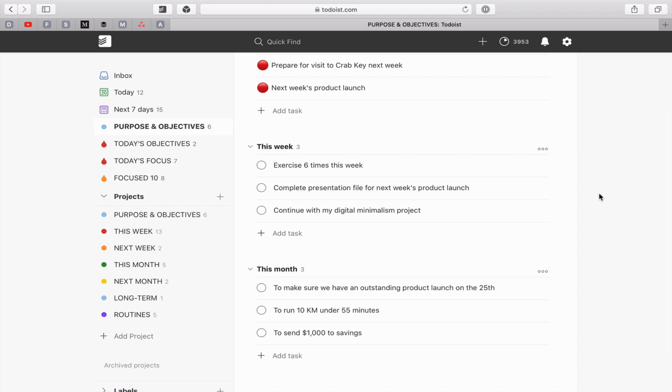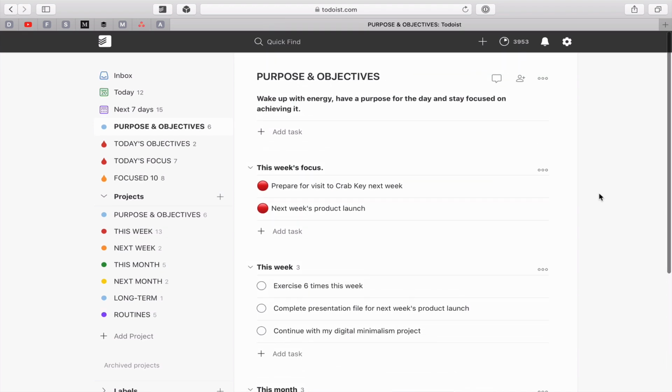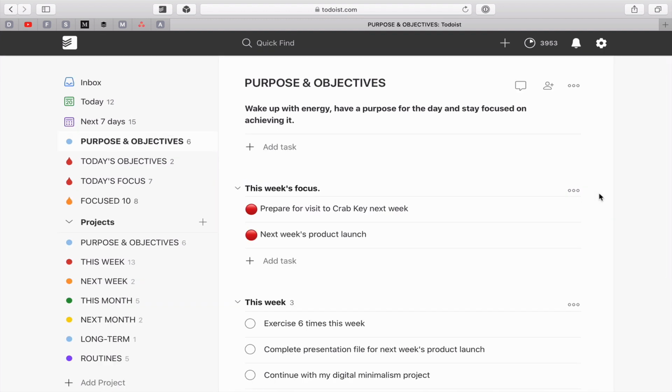These are my 3 things for this month. So in this particular example, to make sure we have an outstanding product launch on the 25th, to run 10 kilometers in under 55 minutes, and to send $1,000 to my savings account. So this could be anything. This could be a mixture of personal or professional. It doesn't really matter. These are things that you've identified are the things that you want to really hit this month. So that's my purpose and objectives, and I do generally review this pretty much every single day. I'll just zoom in for you there.